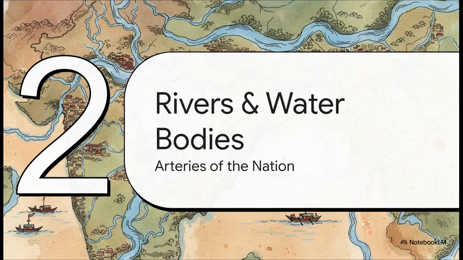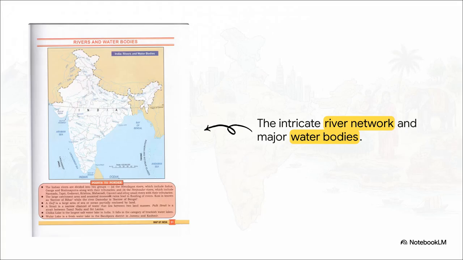Moving to Section 2, Rivers and Water Bodies. Let's map out the vital arteries carving through these landscapes we just explored. When you trace this intricate network, it is crystal clear. Water is the literal lifeblood of the country. Beyond the sprawling river systems, a few major coastal features really stand out. Take the Palk Strait, for instance, that narrow channel of water tucked right between Tamil Nadu and Sri Lanka. Or head up the eastern coast to Shoka Lake, which actually holds the title of India's largest saltwater lake.